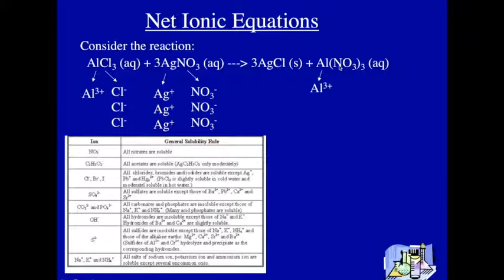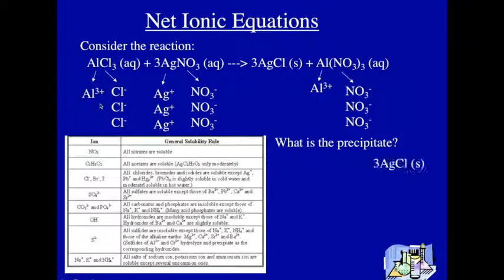The aluminum actually remains aluminum 3 ion, and the nitrate remains nitrates. This is still dissolved in water. They remain in their ion forms. So again, these are the spectator ions. They did nothing from one side of the equation to the other. The precipitate is silver chloride. That came from silver, 3 of them, finding 3 chlorides.